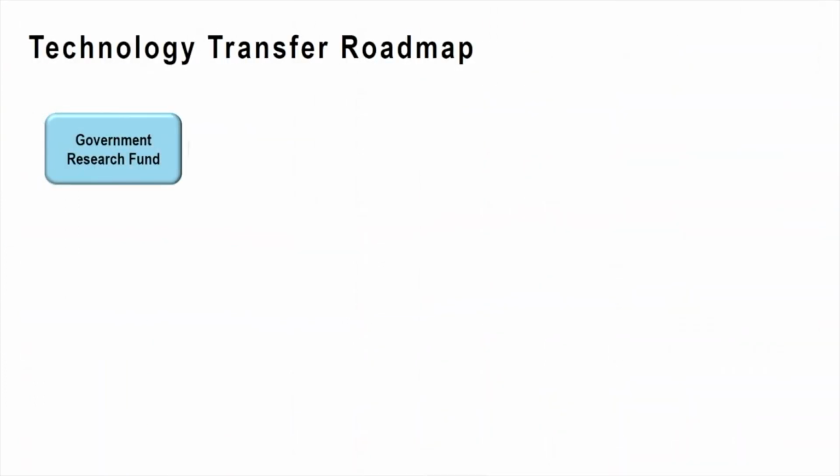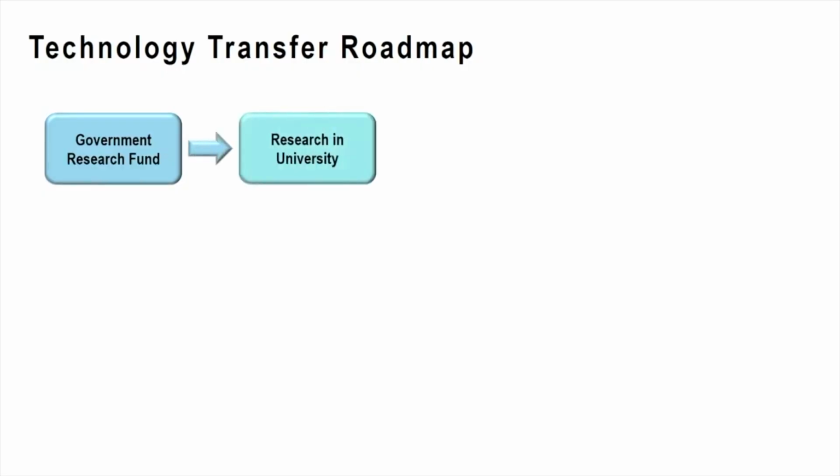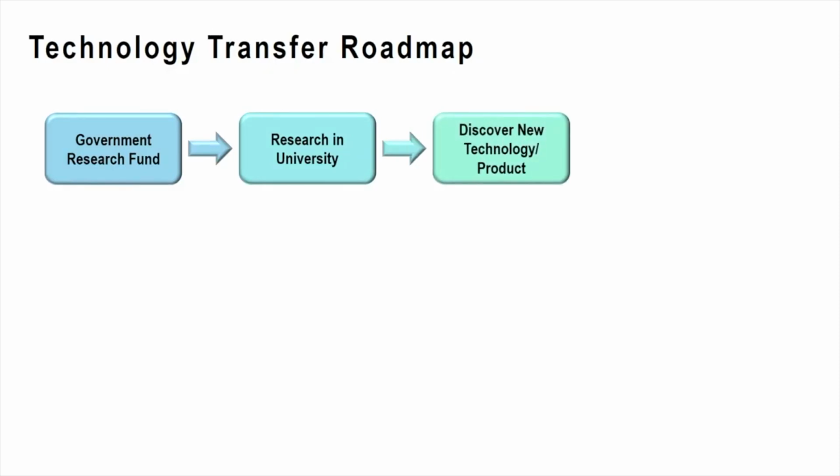To understand this, let us look at this figure. This is a technology transfer roadmap. Now, let us suppose that you get some funding from a government. So, government funded research is taking place inside a university, which we call research in university or university research. After getting funds from the government, the university has discovered some new product or a new technology.